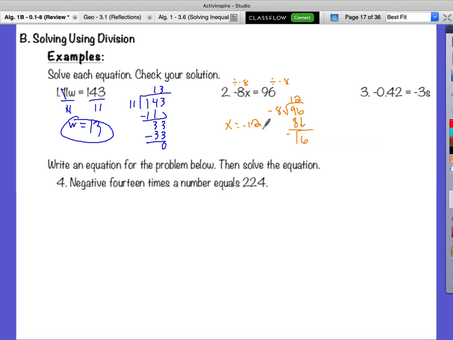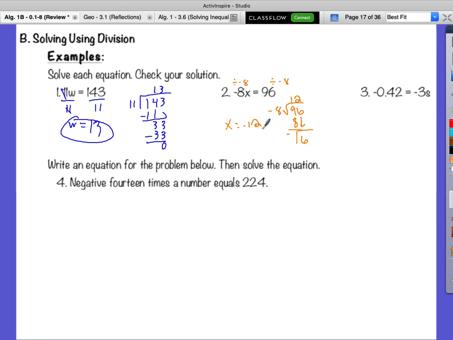Very good. Okay, whenever it's multiplication and division, same signs, the answer is positive. Different signs, the answer is negative. Okay? Let's try number 4 here.